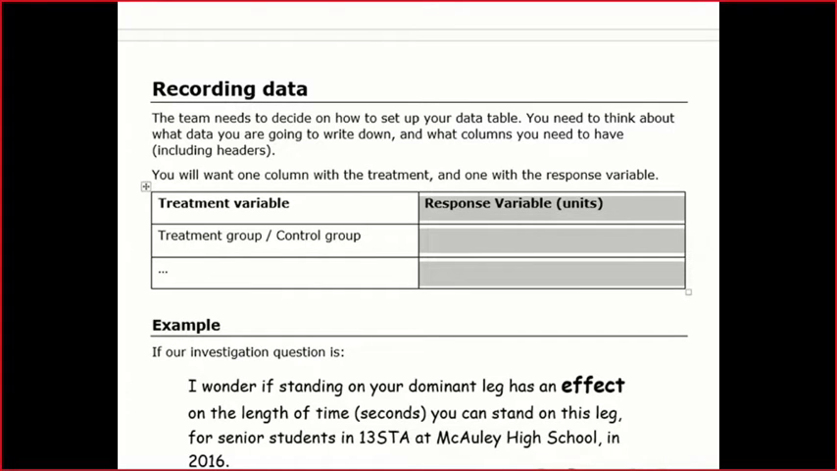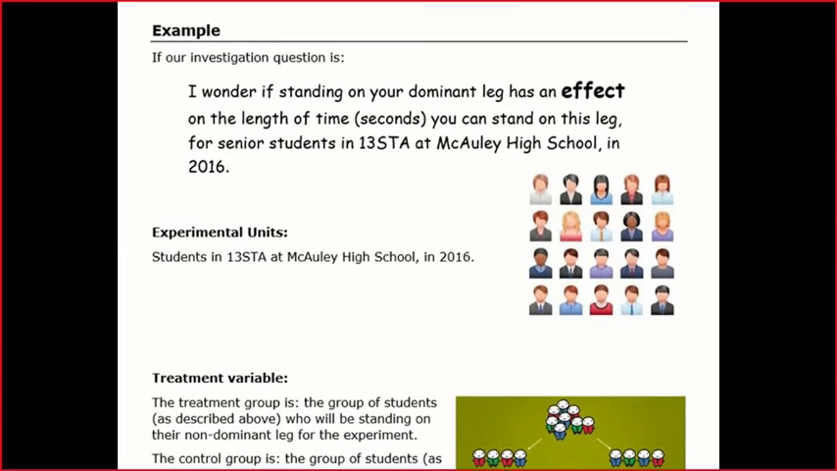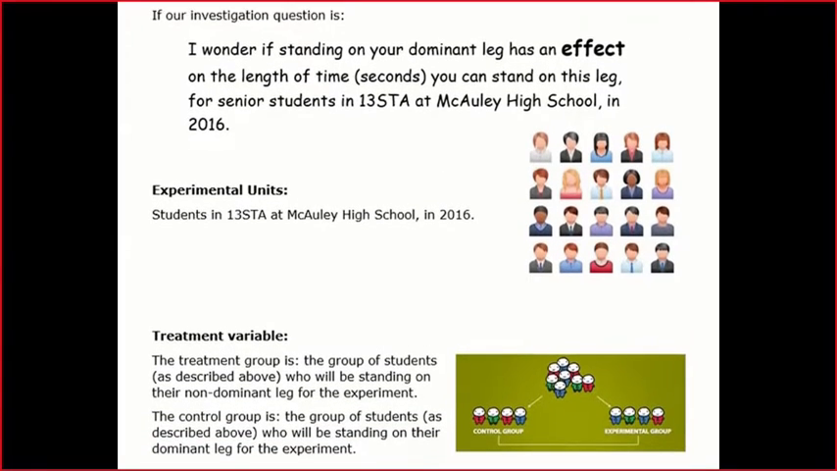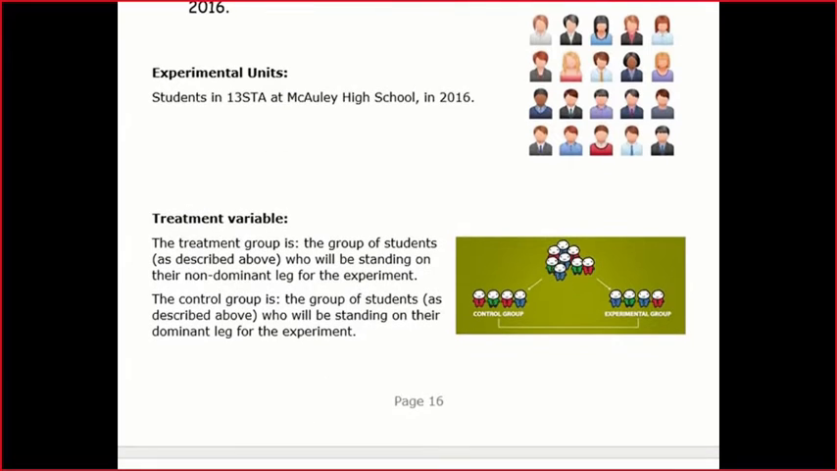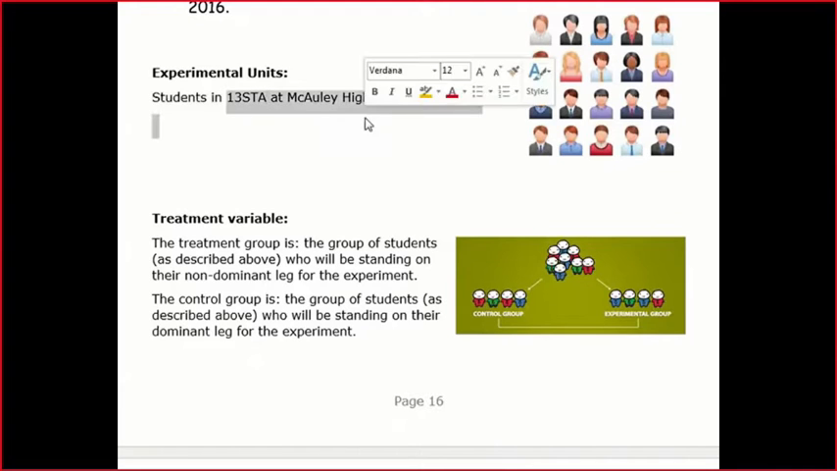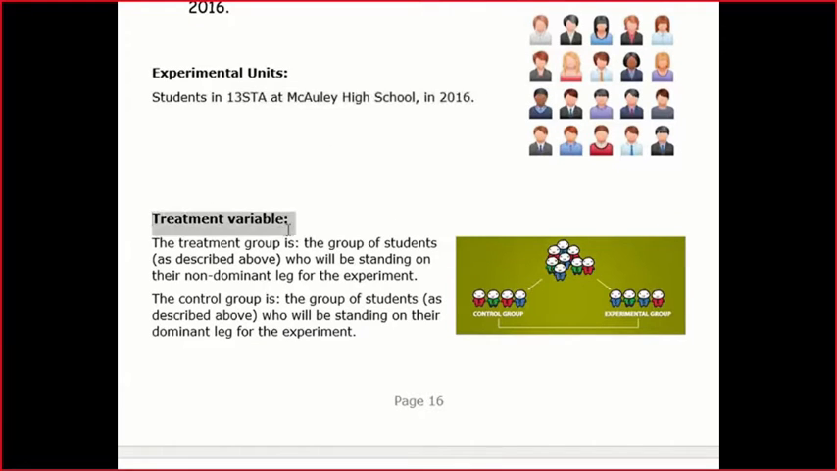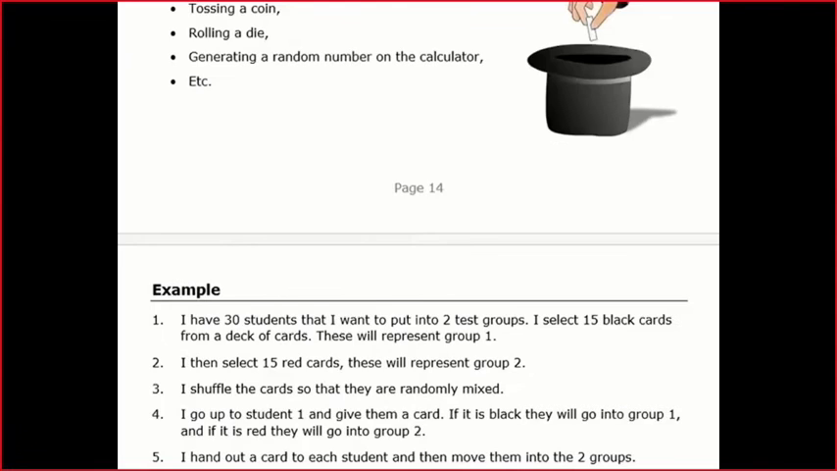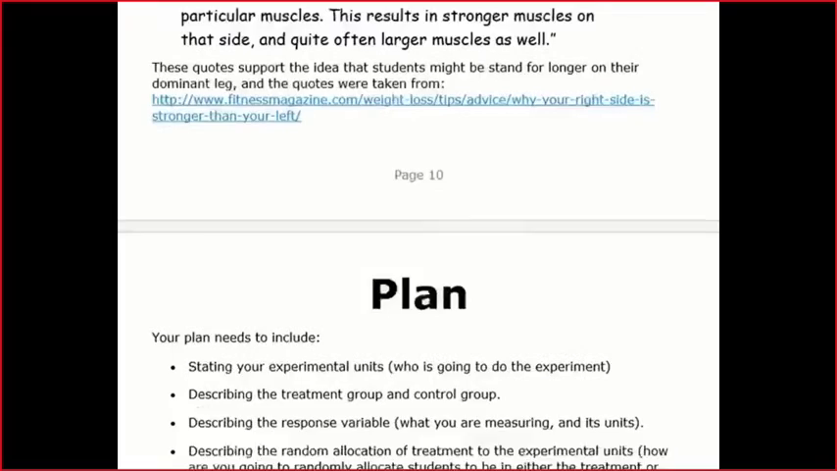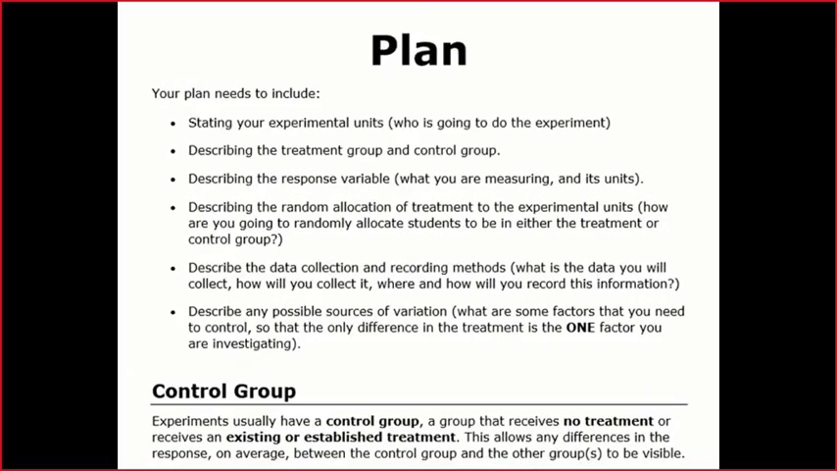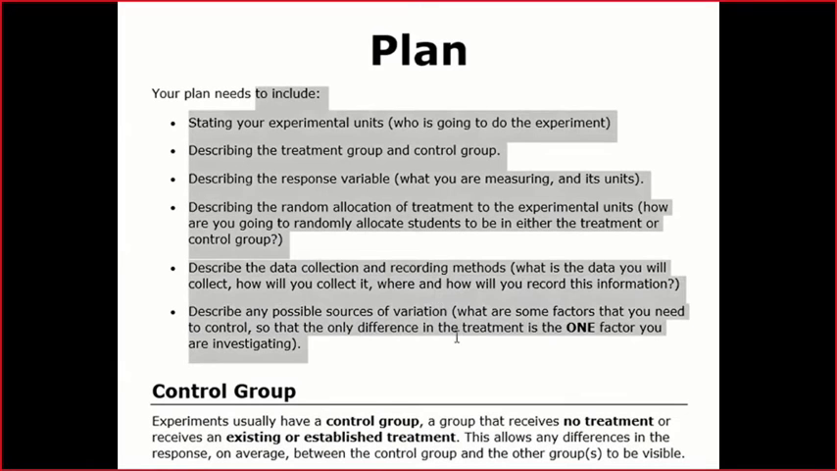So, look at our example now of our dominant leg. Our experimental units, what are they going to be? Well, in this case, our experimental units are students in the stats class in 2016. So I've been quite specific about who that is. I've got to define my treatment variable. And remember, what I'm doing now, sorry, I should have said, is I'm just going back up to page 11, top of page 11, these are the things I must have in my plan. So I'm just going through this list and making sure I've got all of those pieces there.